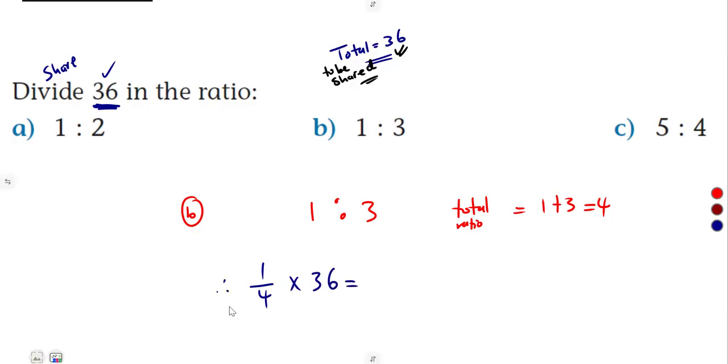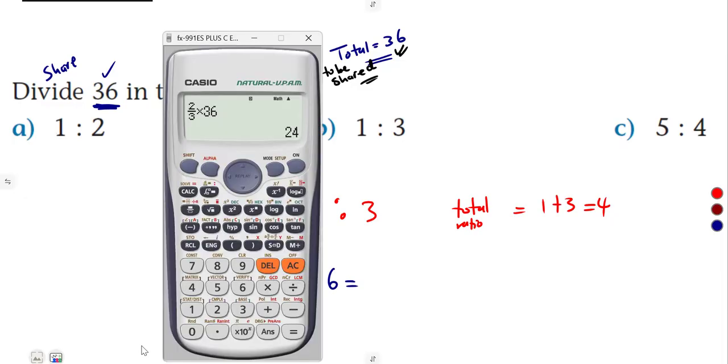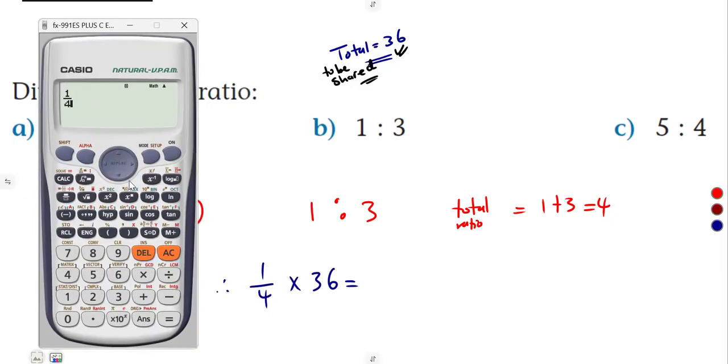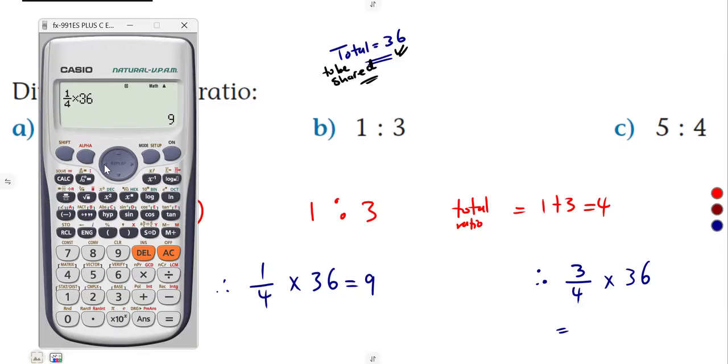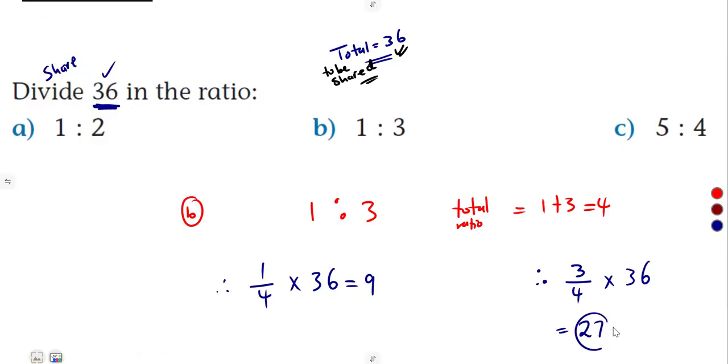So that was going to give us 36 divided by 4, which is 9. Or just use your calculator, 1 over 4 times 36. So this is 9. And the one that has 3 parts is going to obtain 3 out of the total of the ratio, 3 out of 4, times what is to be shared, 36. So 3 over 4 times 36 is going to give us 27. So this one got 27.